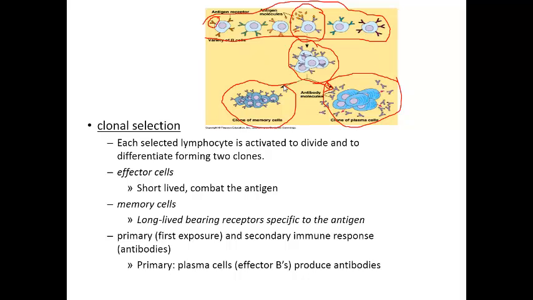This process of clonal selection is going to take place within your primary immune system response, your first exposure to an antigen. Your secondary immune response takes place if you encounter that antigen in the future, and that's going to involve the use of antibodies to kill that antigen. The particular type of B cell that produces these antibodies is called a plasma cell. A plasma cell is an effector B cell.